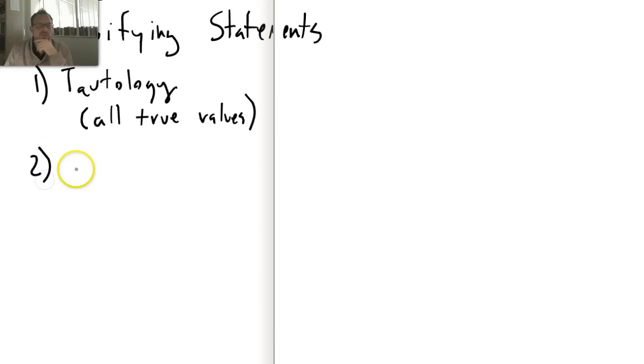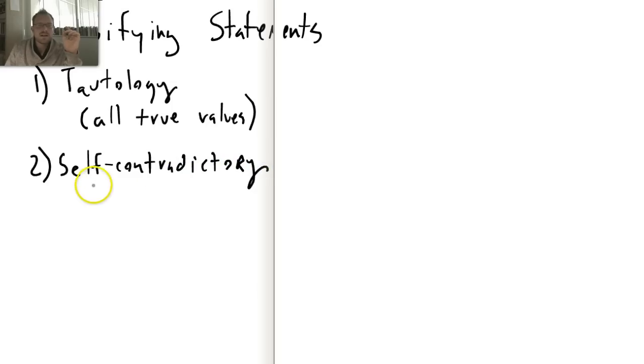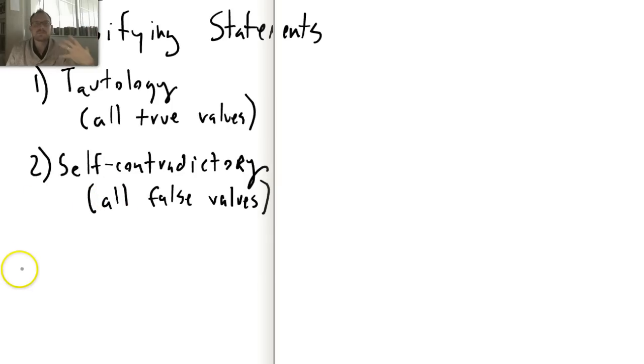Number two, besides a tautology, you can have a self-contradictory statement. Right, a contradiction, essentially, and that's when you have all false values that fall under the main operator. So for instance, this of course would be the worst sort of statement because that would mean that in all possible conditions, whatever statement is self-contradictory is always false. So you always want to obviously avoid those.